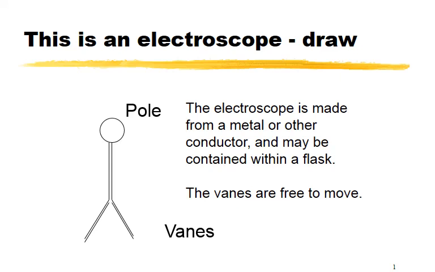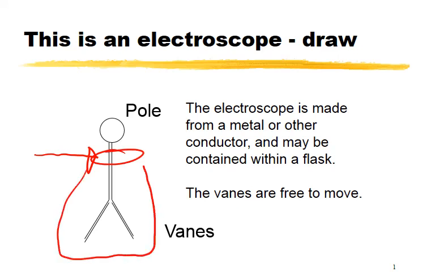This is a continuous path of metal, and typically we have a flask that we put this in to protect the vanes down below and a little plug here, but that plug doesn't affect the movement of charge up and down from the pole to the vanes or from the vanes to the pole.